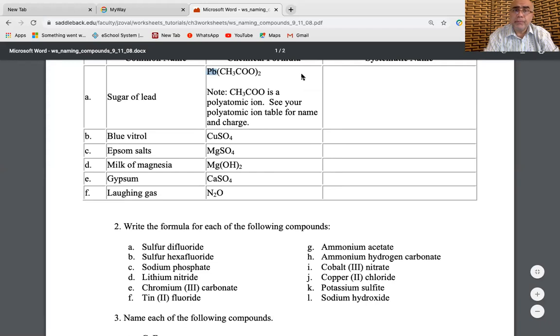So here we can say, and try to write with me, please. Pb is lead, CH3COO, that means acetate. So lead acetate. But which type of lead? You will check the charge here or the valence here. That means lead(II) acetate. Lead(II) acetate.